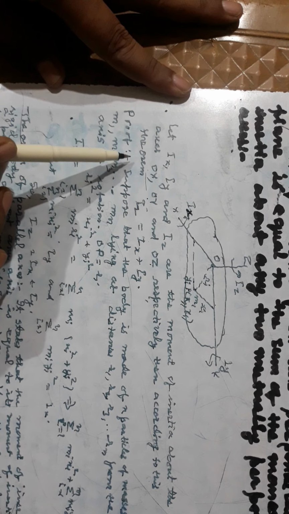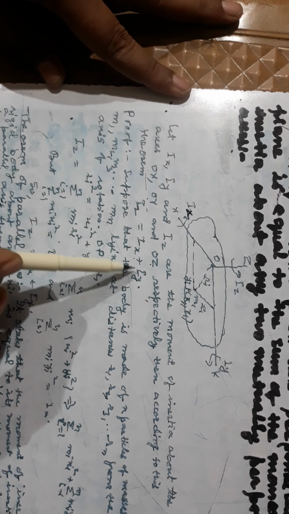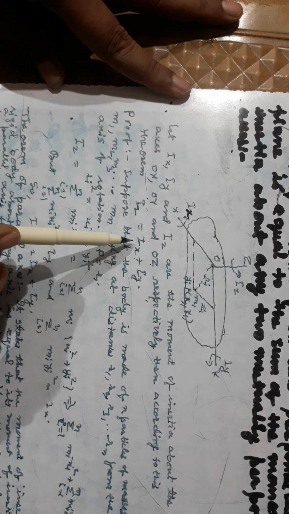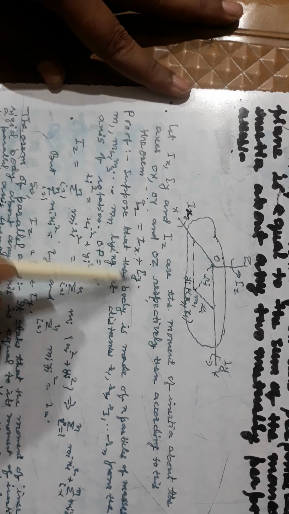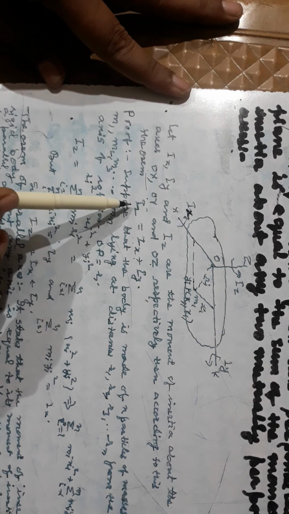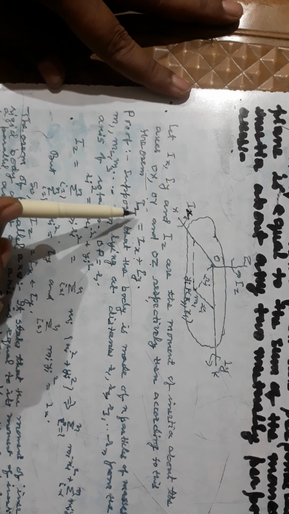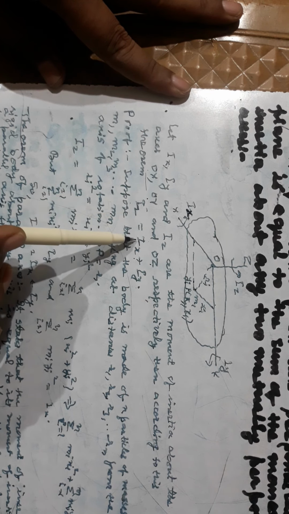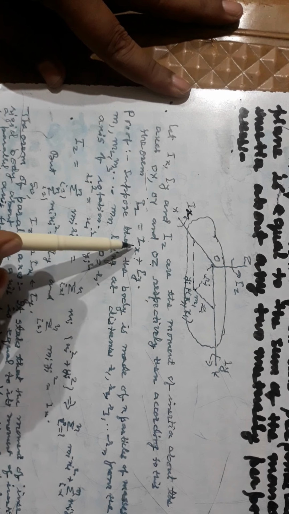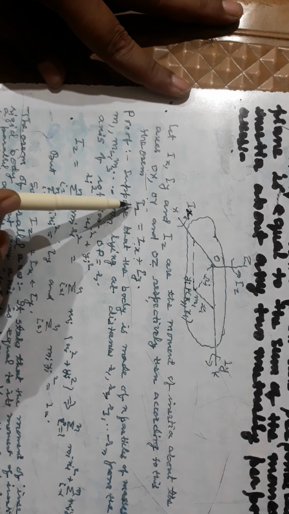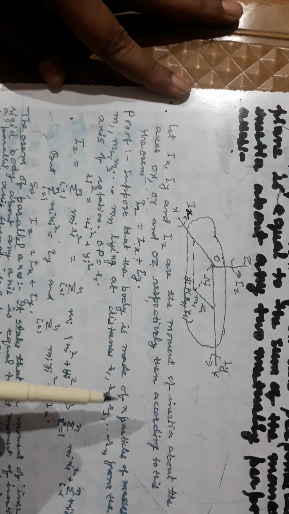Then according to this theorem, Iz is equal to Ix plus Iy. It means in three dimensions the moment of inertia about one axis is equal to the sum of the moments of inertia about the other two axes. Iz is equal to Ix plus Iy. Now how do you prove this?